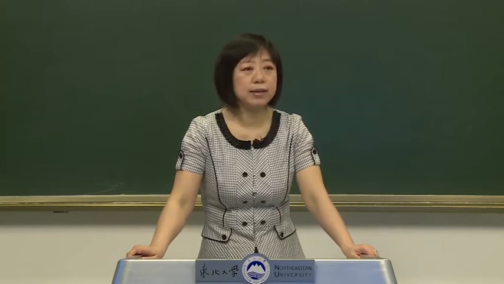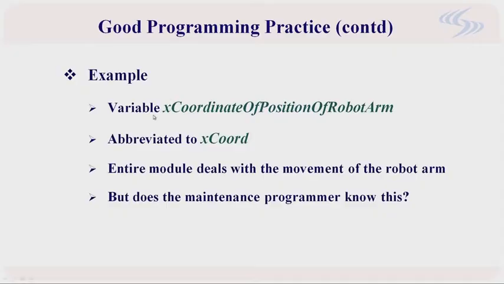Here we have another example. Let's read this variable name: X coordinate or position of robot arm. Well, it is a quite long variable name, but you cannot ignore that it is a very meaningful variable name. Almost everyone can understand what this variable refers to. Well, someone will prefer to abbreviate this variable as X. What do you think of this variable? Is it easy to understand?